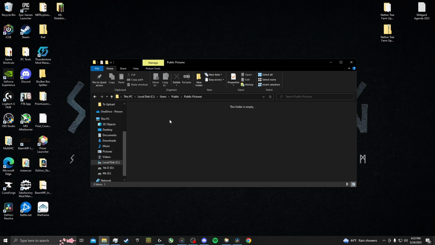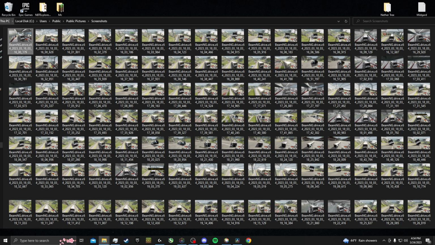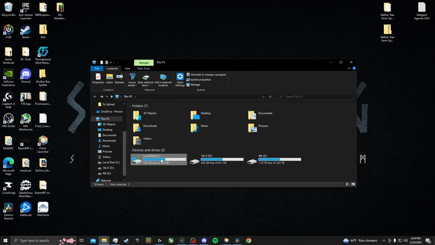But anyway, there is a folder in here that just seems to keep filling up with screenshots, and over the course of about a couple of months, this got bad enough that my boot SSD, the local disk C here, was almost full. I think the bar was over here.